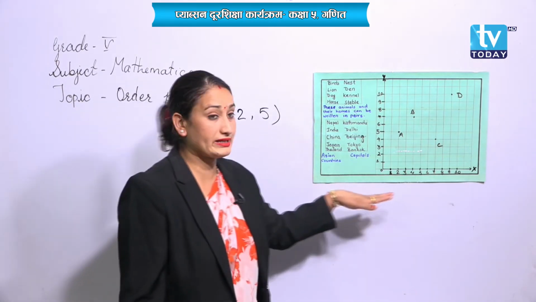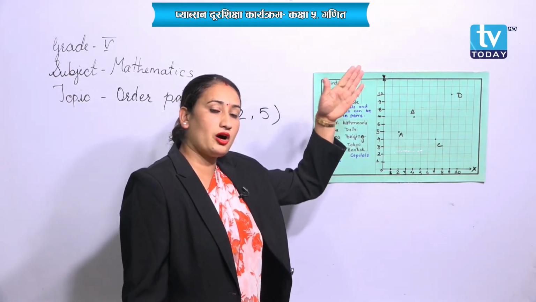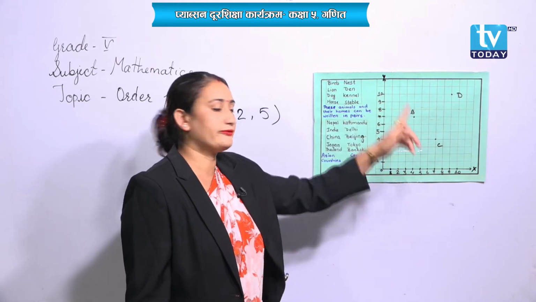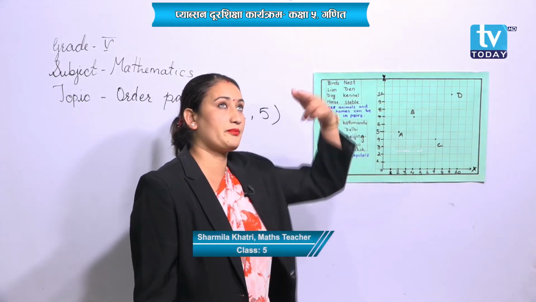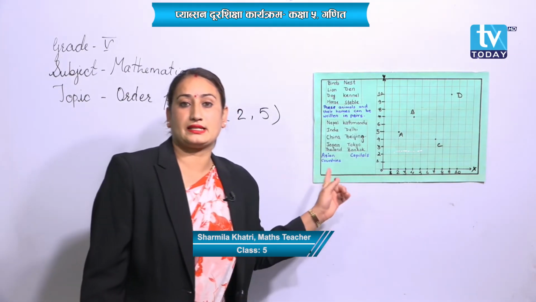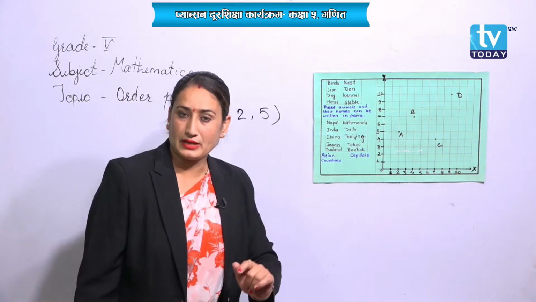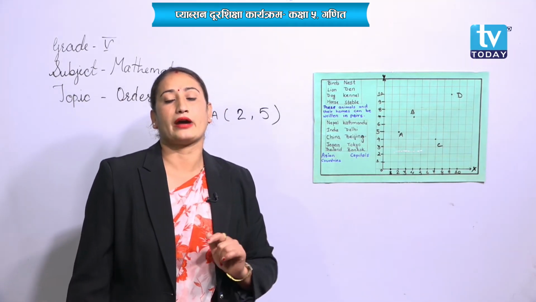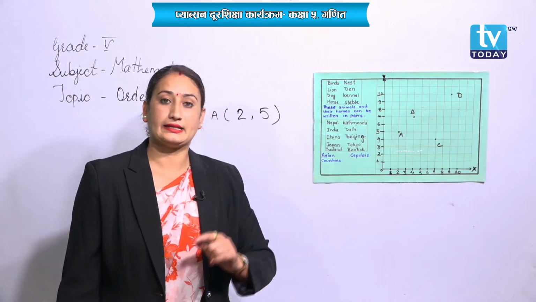First of all, going straight, looking at the upper part, seeing up and jumping 5 times. That means moving 2 steps forward, jumping up 5 times. That means 2, 5. It's the ordered pair of point A. In the same way, you have to find the ordered pairs of points B, C and D.